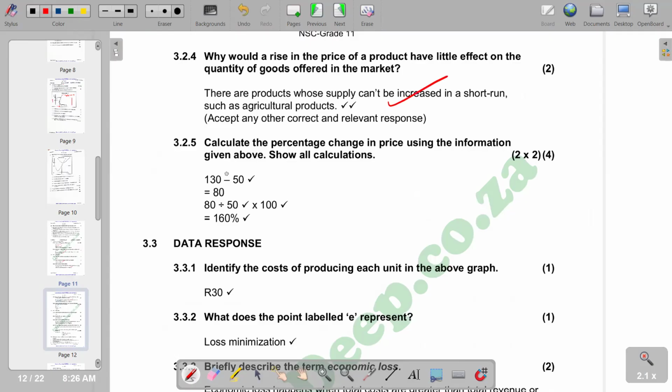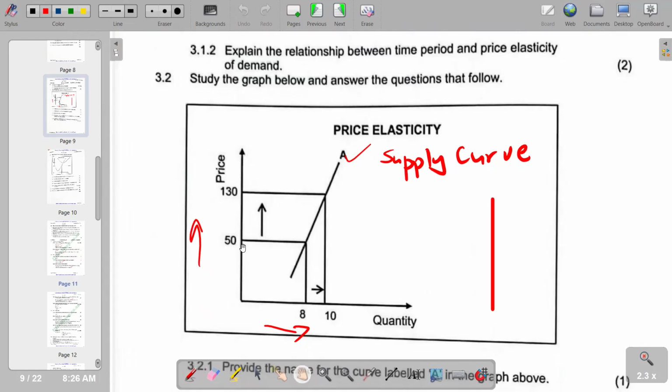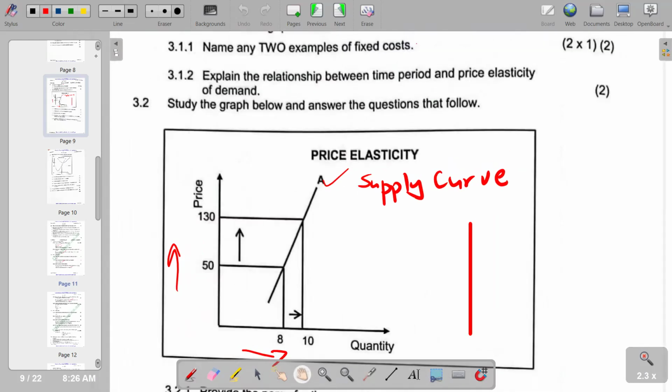Then the next question is, calculate the percentage change in the price using the information given above. Percentage change in the price, we see that price is moved from 50 to 130. And we know that this becomes our initial price, which we can put as P0, which is moved to P1. So the price is increased from 50 to 130.